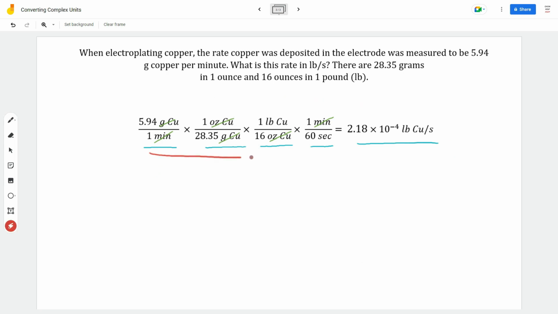I do want to point out for this calculation, we did not have to know what electroplating was. You didn't even have to be sure of what copper was. You just had to know your conversion factors between all of your units.